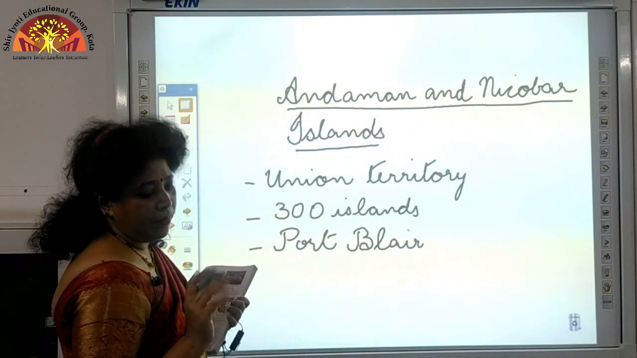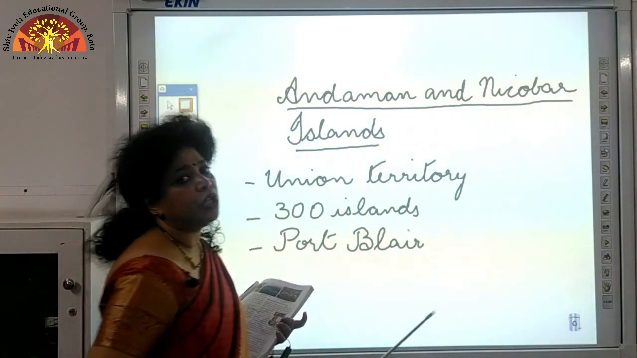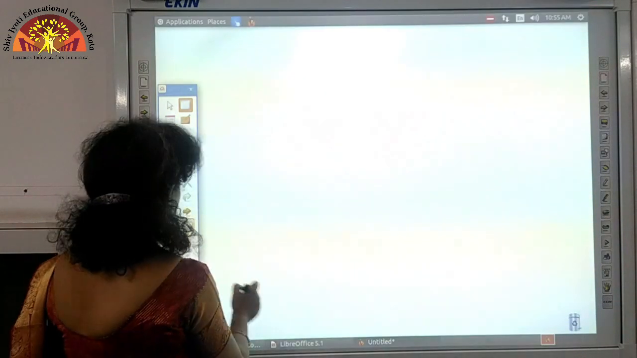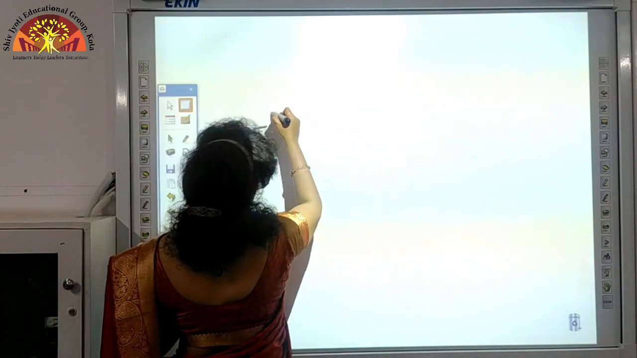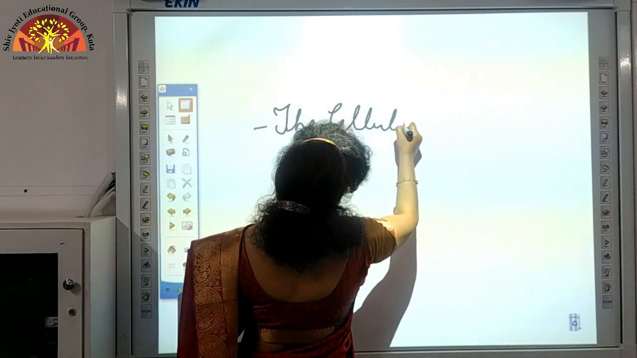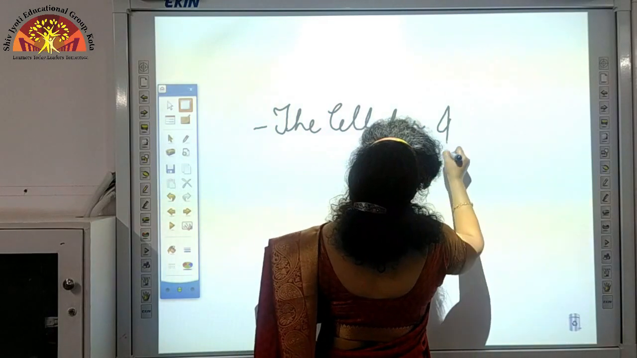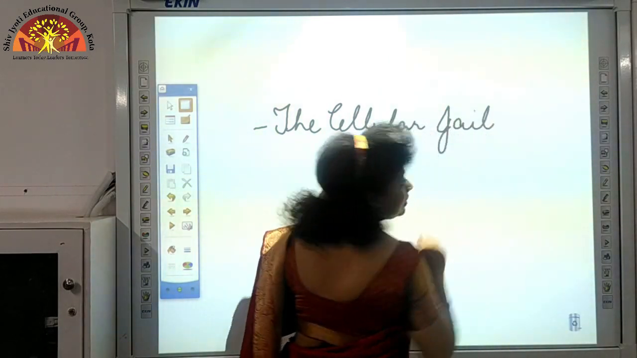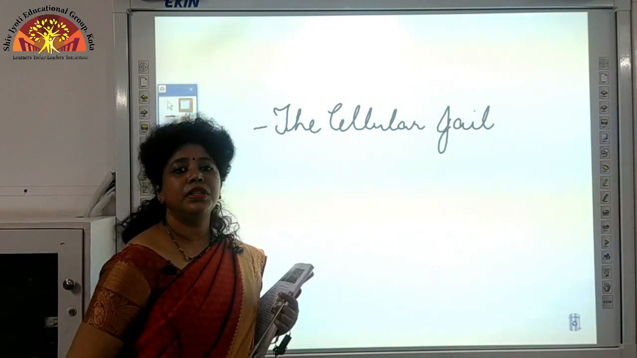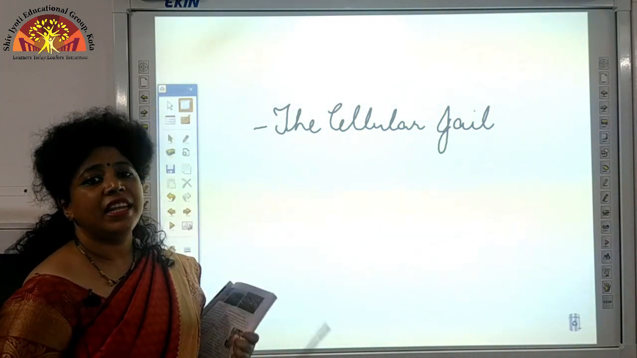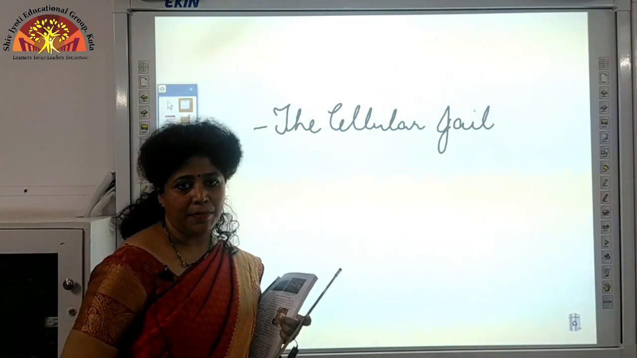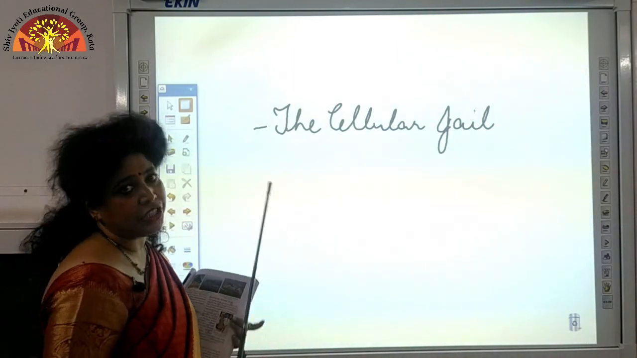People here live in groups or tribes, and very few people live here. The cellular jail is an important tourist attraction in Andaman and Nicobar Islands, because it was here that the British used to imprison our various Indian freedom fighters. This cellular jail, also called Kalapani, is an important national monument.